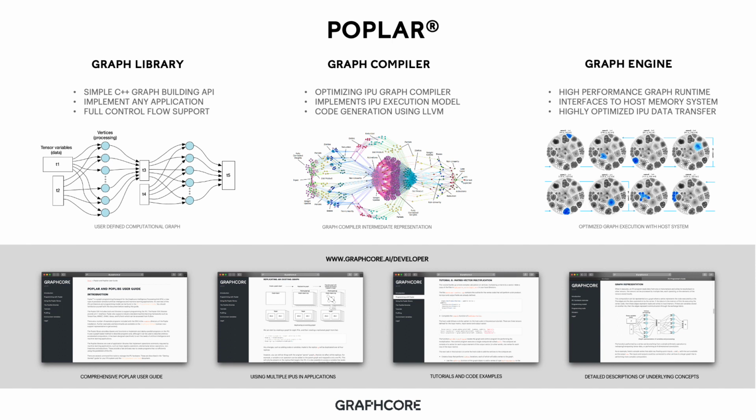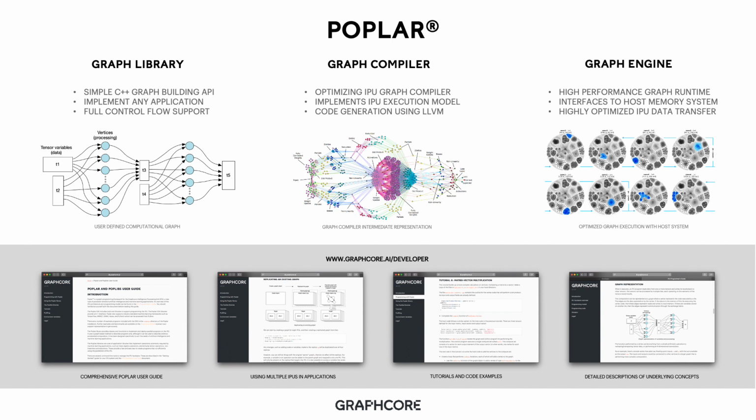Along with the graph library, we have our optimizing graph compiler. This is built to implement the IPU execution model. It takes the computational graph described in the graph library and maps it to the IPU machine underneath. This allows an efficient execution of applications using the IPU BSP execution model. For code generation, we build on top of standard compiler support in LLVM. This is used for our application compilation and our binary generation.